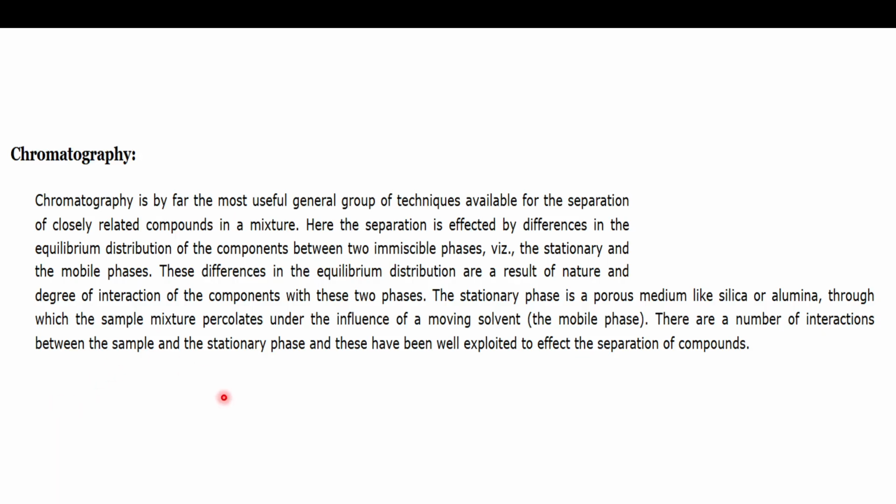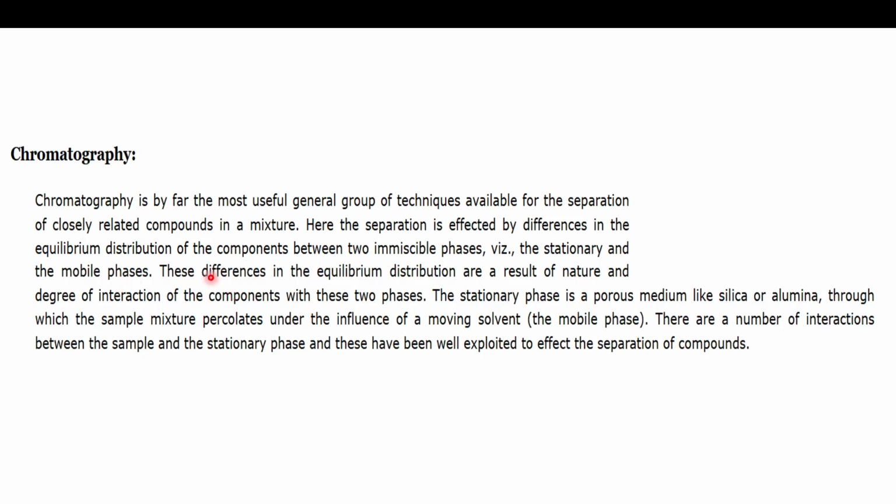So in general, how do you check for the presence of amino acids? Different amino acids have different characteristic properties. We looked at the side chains which eventually give them that property. So there is one method which is chromatography. Chromatography is one of the most useful techniques available for separating closely related compounds in a mixture. Here the separation is affected by the differences in the equilibrium distribution of the components between two immiscible phases. One is the stationary matrix and the other is the mobile phase or the solvent, which moves up along the matrix.